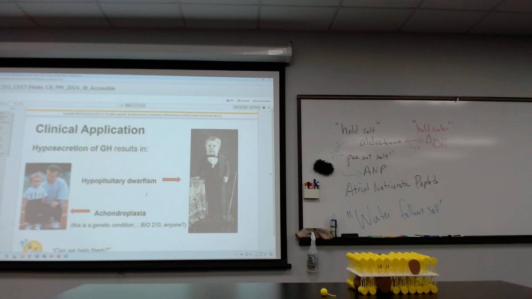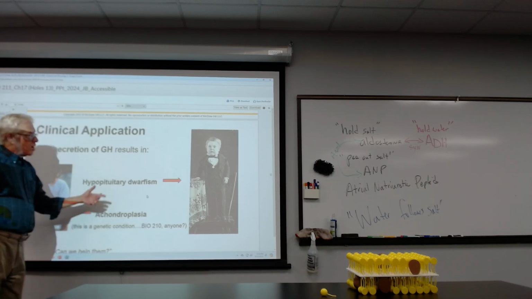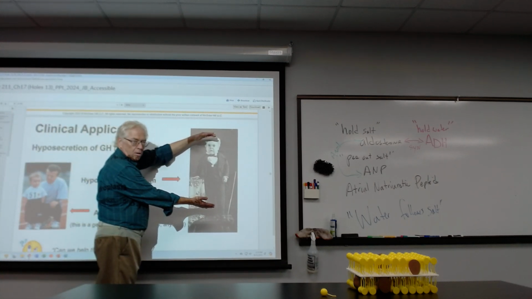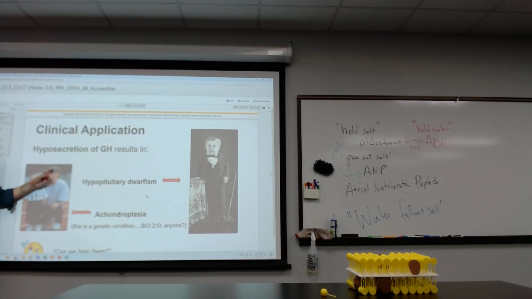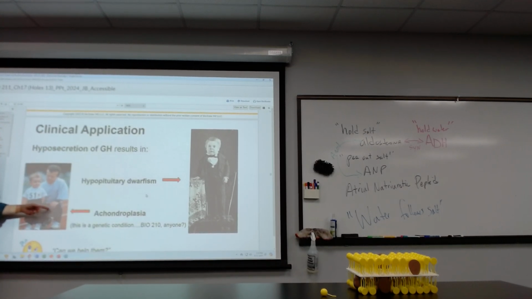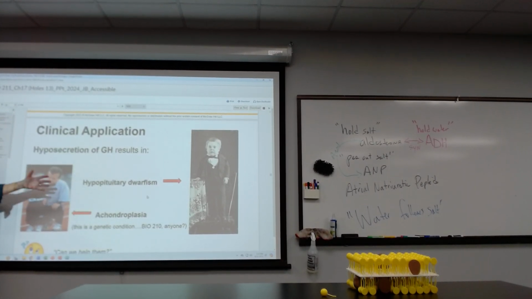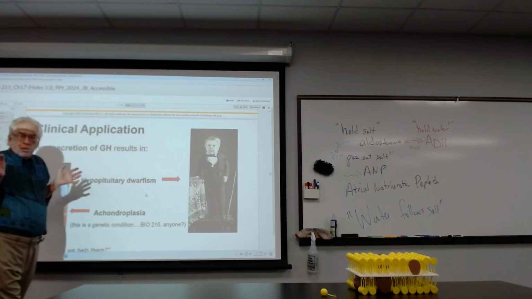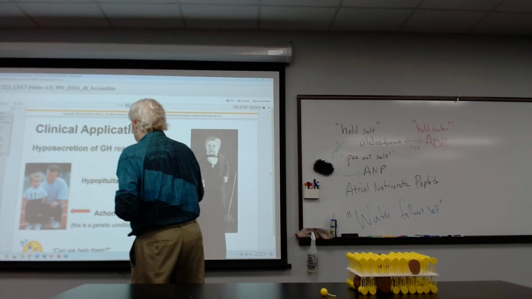And if you don't have enough growth hormone, because your pituitary is working less normally, hypo, look, the whole body is small. Okay? As opposed to this, that's achondroplasia. The head and the torso are the same size as ours. Their long bones are shorter. Because what do all long bones start as? Cartilage.